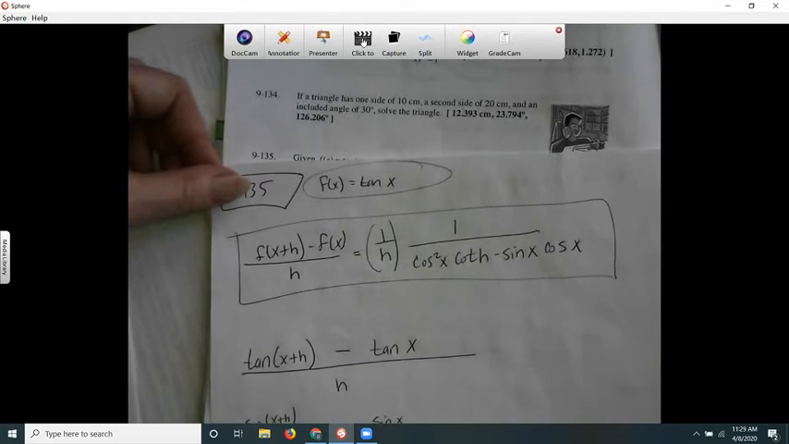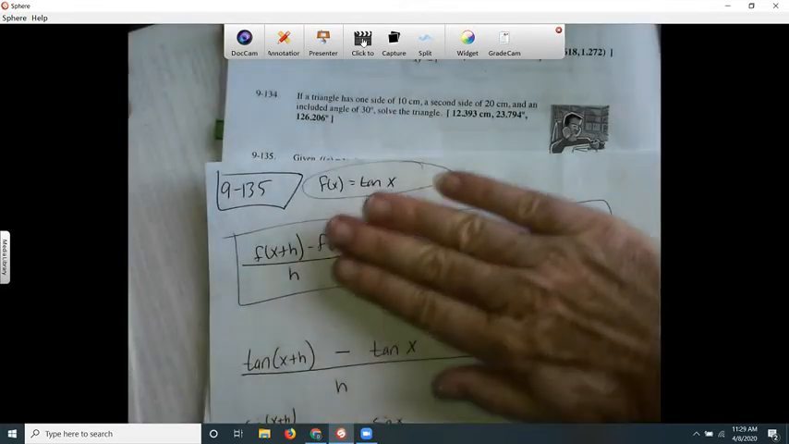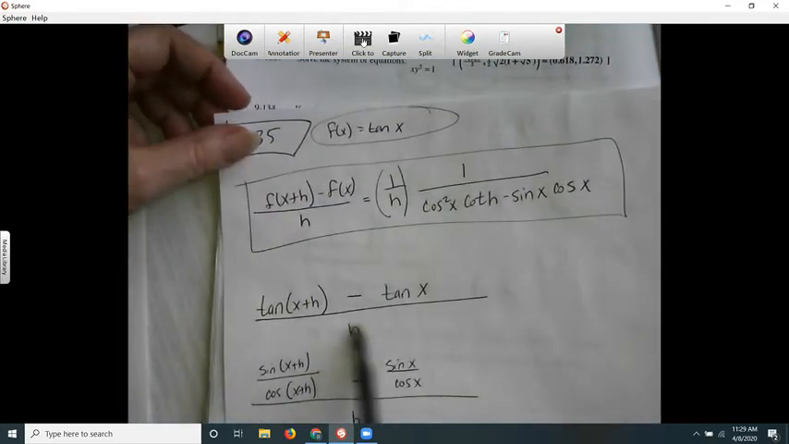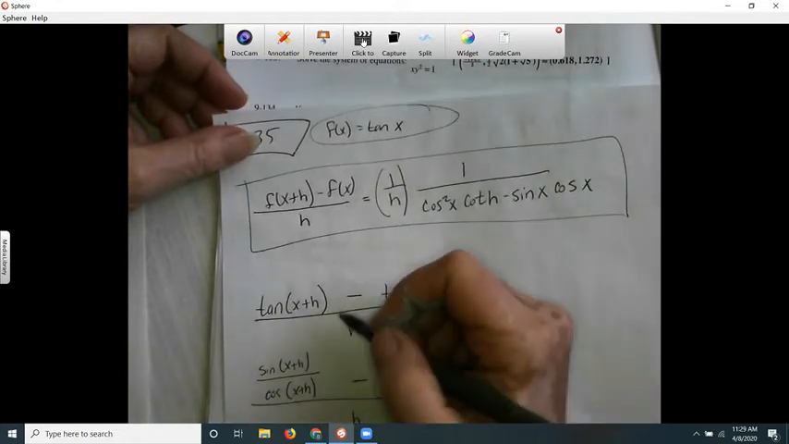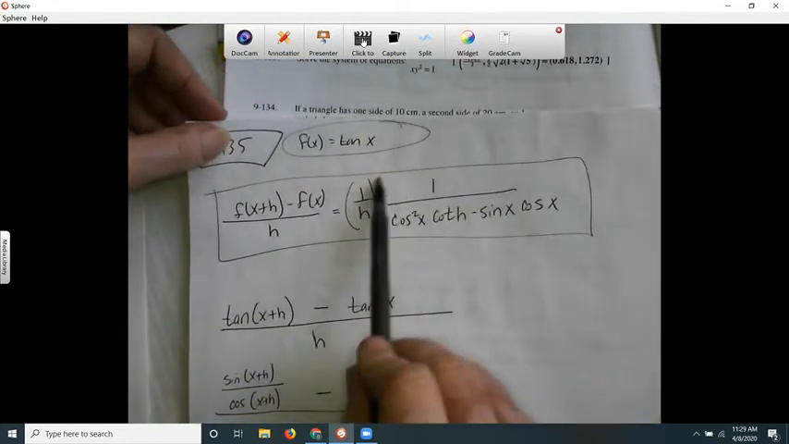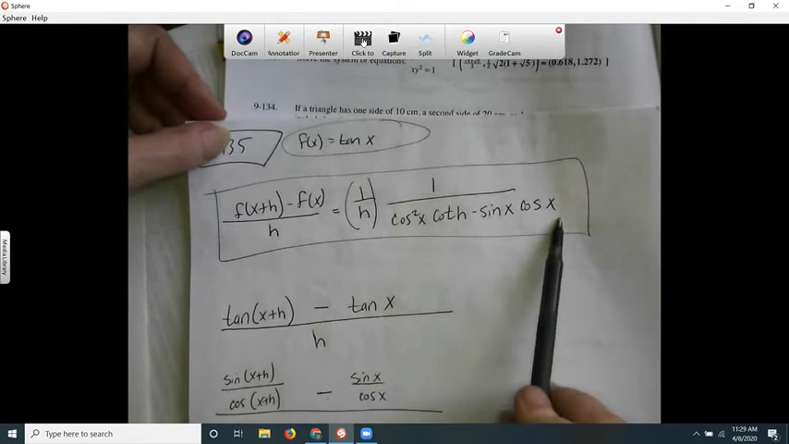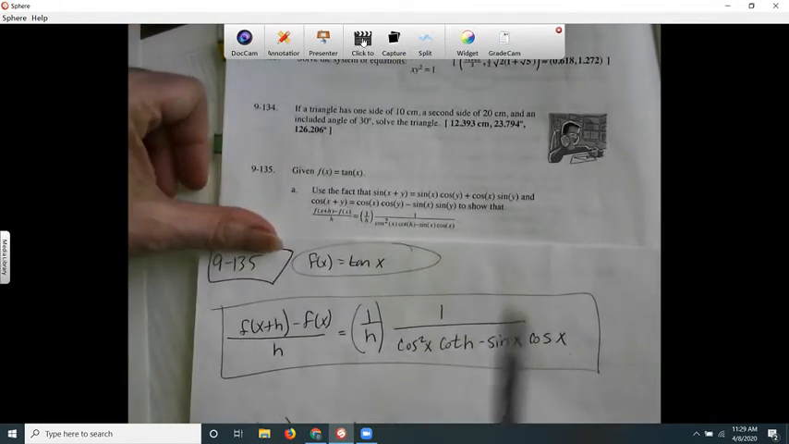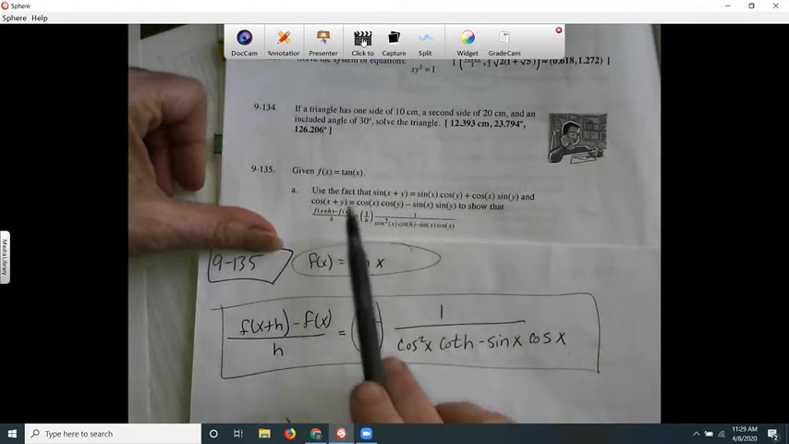Hopefully you're following that so far. So I don't have this side yet. I'm just looking right here, and I'm going to keep on working with this, keep going on down the line, trying to make it look like this, because that's what they're asking me to do when they say show. They say show that this can look like this.